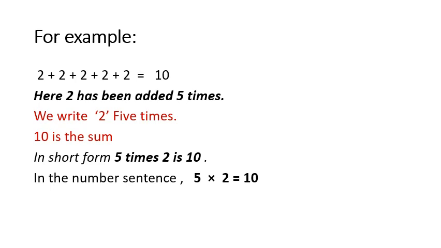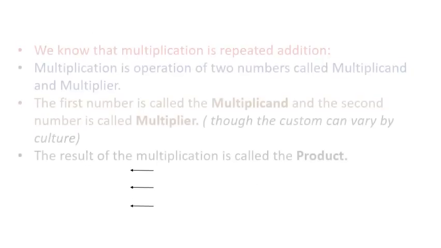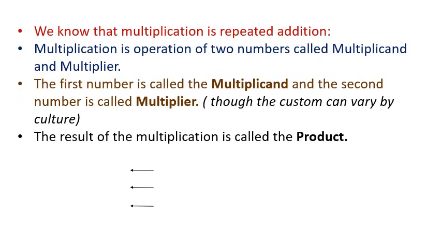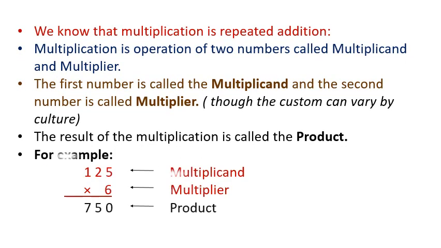Now the same thing in the short form we can write, that is 5 times 2 is 10. Now this times, the word times always represents multiplication. So if you want to write this in a number sentence, you can write 5 multiplied by 2 is equals to 10. So we know that multiplication is repeated addition.